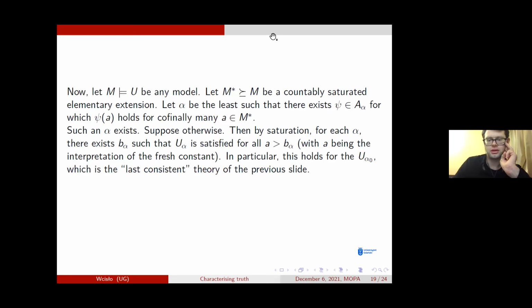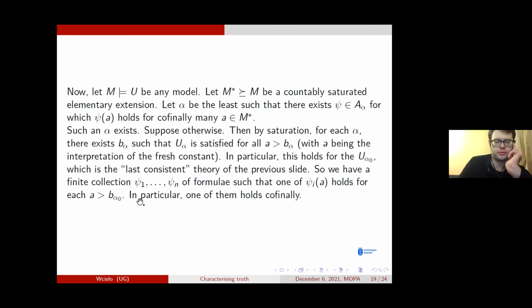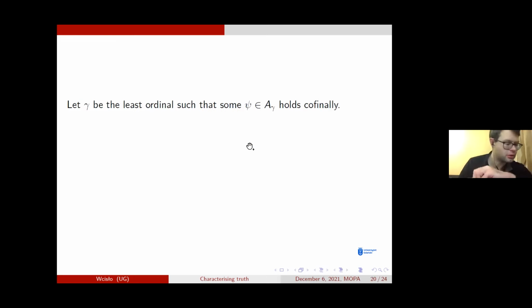So this means that your model is actually divided into regions in which theories with bigger and bigger index hold. It actually is divided like this. And well, by contradiction, reasoning the contrary, you would actually hit the last theory and you would hit this finite collection of formulae, and one of them would hold above some bound. In particular, there is some formula that holds cofinally, contrary to the assumptions. So now this is reasoning by contradiction. I'm not saying that this last alpha we hit is where psi comes from, but we know that this alpha exists.